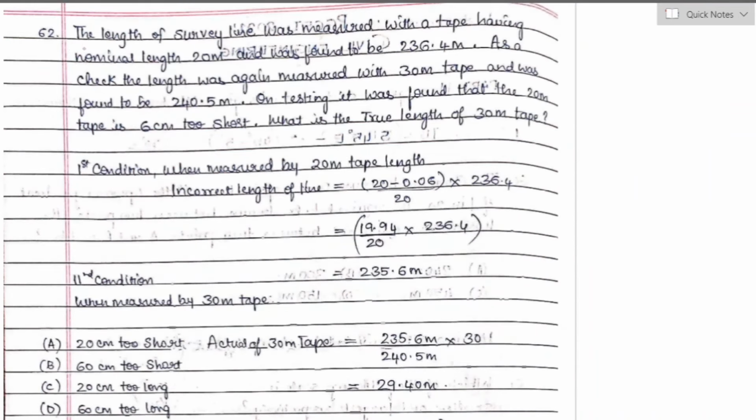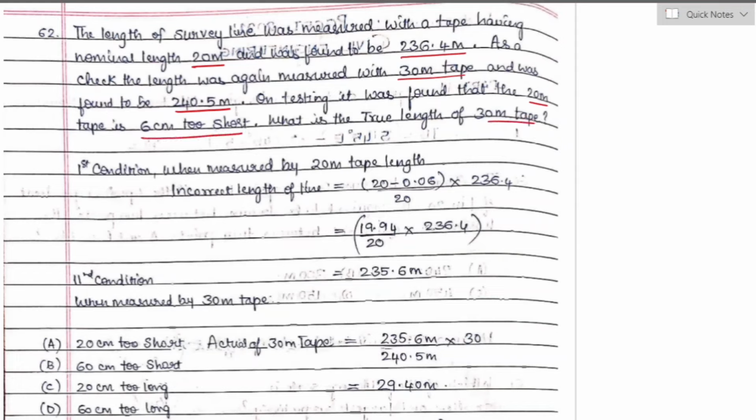Question number 62. The length of the survey line was measured with a tape having a nominal length of 20 meter and was found to be 236.4 meter. As a check, the length was again measured with a 30 meter tape and was found to be 240.5 meter. So on testing, it was found that the 20 meter tape is 6 cm too short. What is the true length of the 30 meter tape?